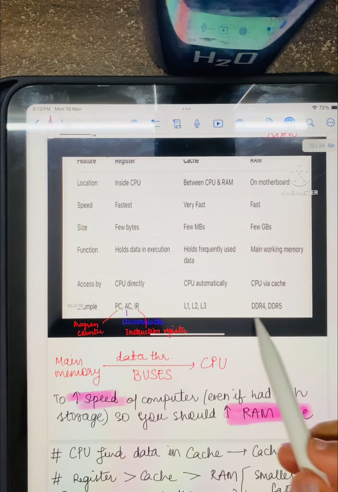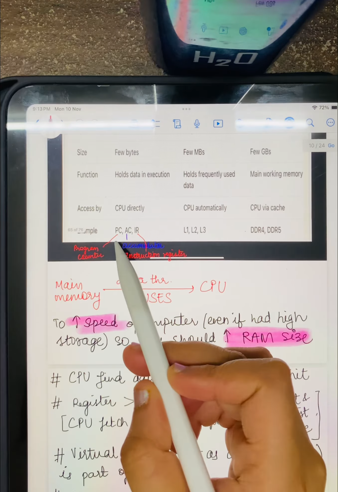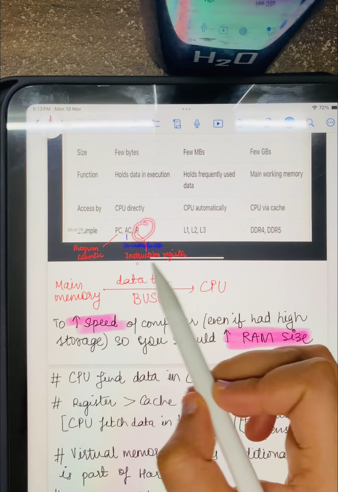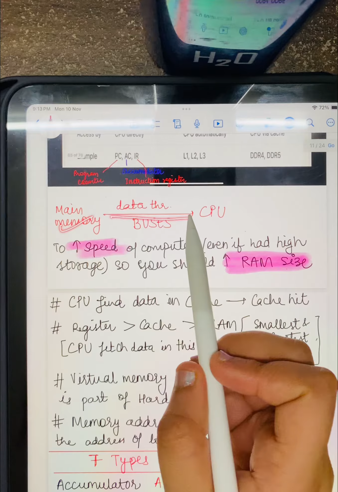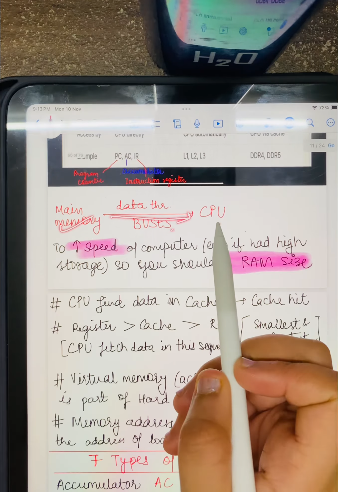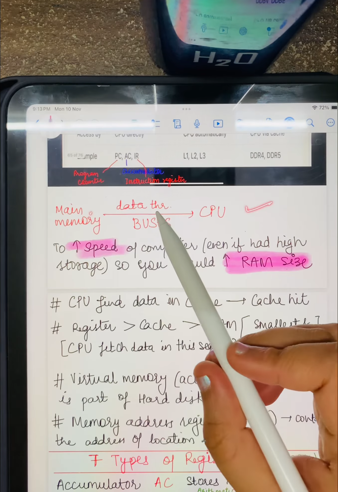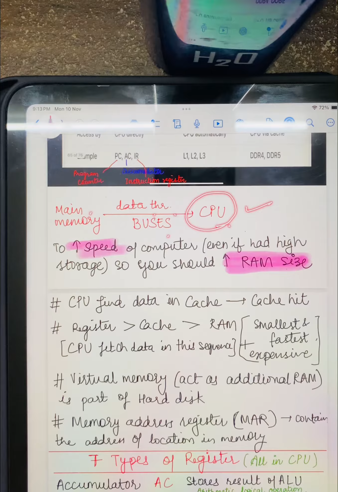And examples, read it. I've even written the full forms. PC is program counter, AC is accumulator, IR is instruction register. So main memory passes data through buses to the CPU. Okay, it is one of the PYQ. Main memory passes data through buses to the CPU.